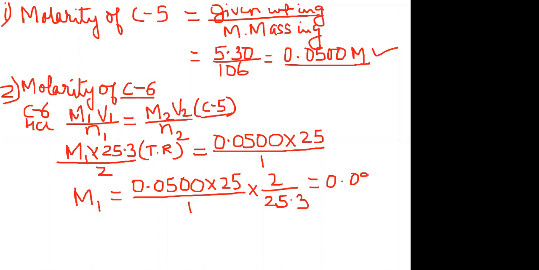This is the molarity of HCl solution. So we have calculated the molarity of HCl solution. Molarity of C5, that is sodium carbonate solution, was 0.05 and the molarity of the HCl solution is 0.0981 molar. Now, after this, we have to go to the next question.